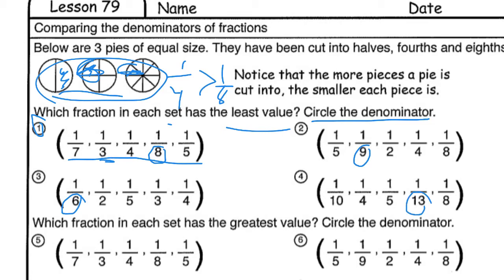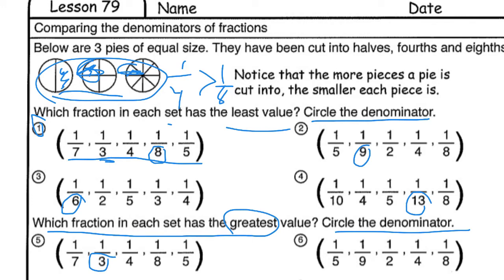All right, for the next problems, it says which fraction in each set has the greatest value. We're going to circle the denominator there. So in this case, you're looking for the fraction that's worth the most, that's the biggest piece. Pause the video, and do just 5 and 6, and then turn it back on. So number 5, the greatest value is 1/3.